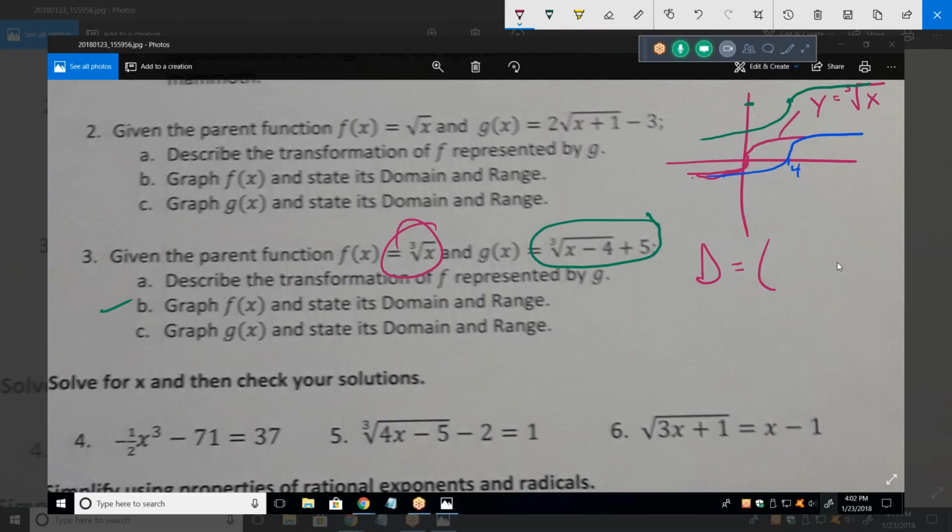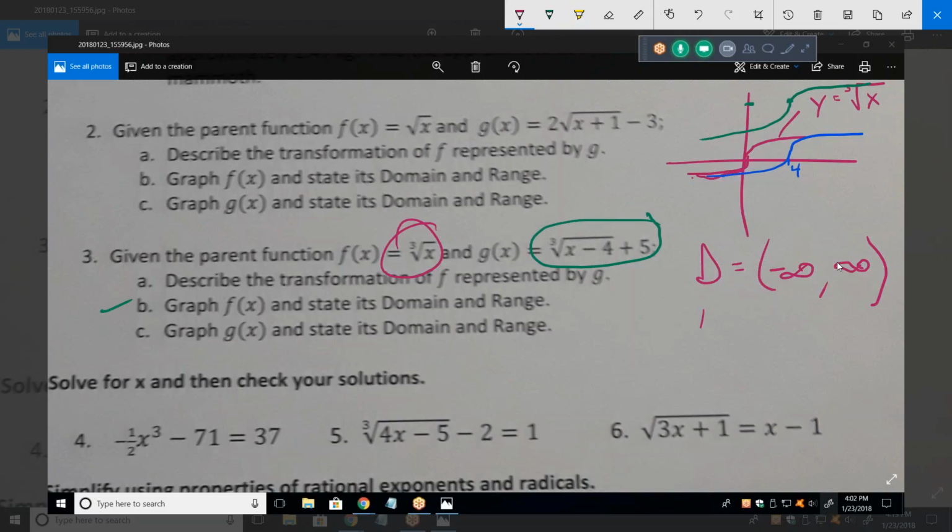How far to the left can it go? Negative infinity. Okay, how far to the right can it go? Infinity. Is there any place on that curve where it cannot be? Can it be 0? Yeah. Okay, then the domain is all real numbers.